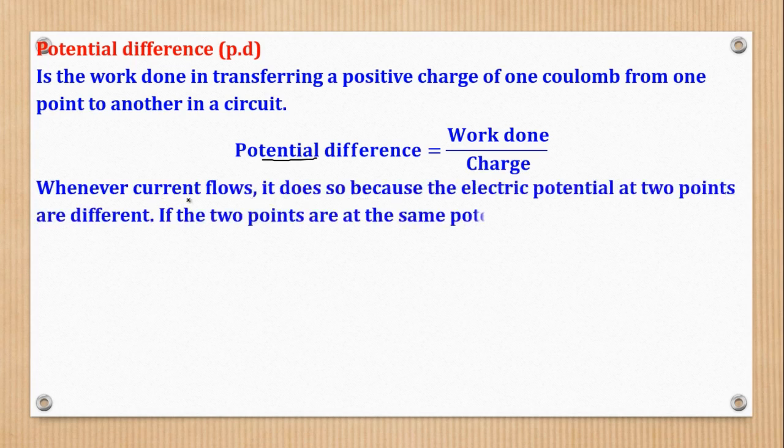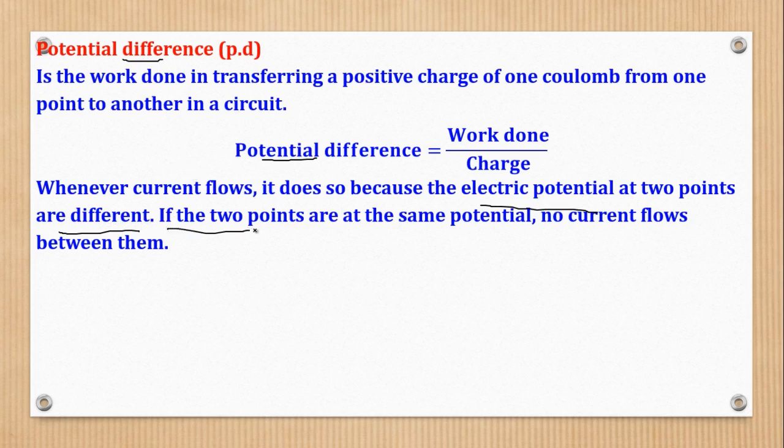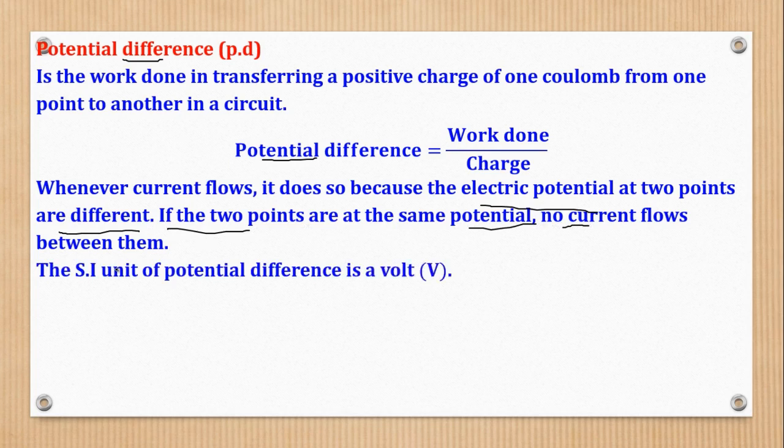So whenever current flows, it does so because the electric potential at 2 points are different. So that's why the word difference comes in. Difference in potential or difference in electric potential. Therefore, if 2 points are at the same potential, then no current flows between those points. The SI unit of potential difference is given by volt, and the symbol is capital V.